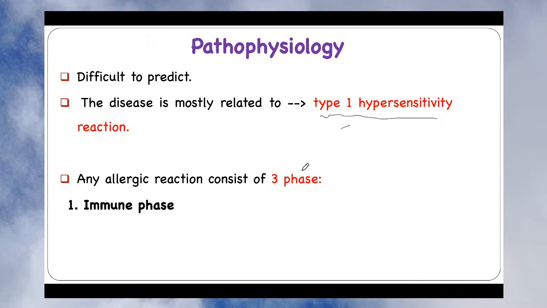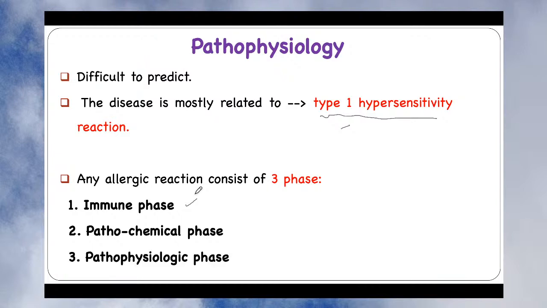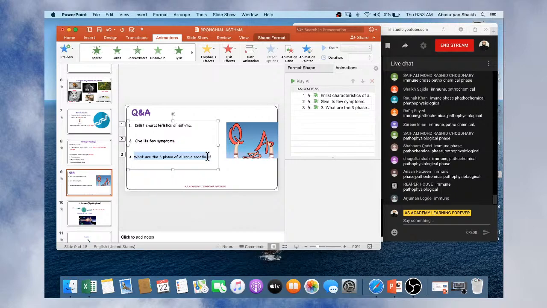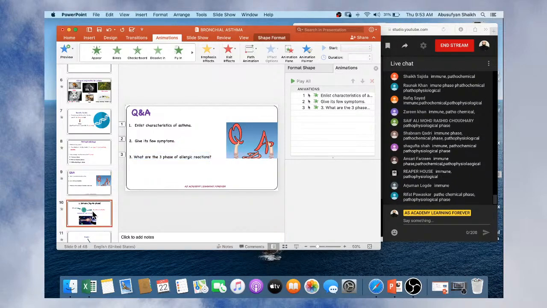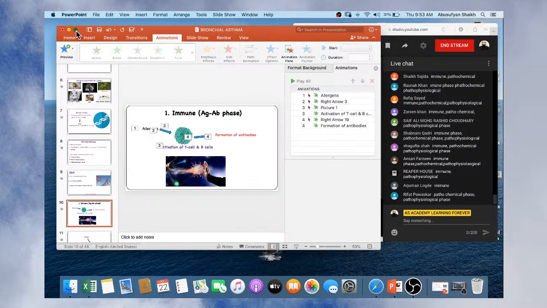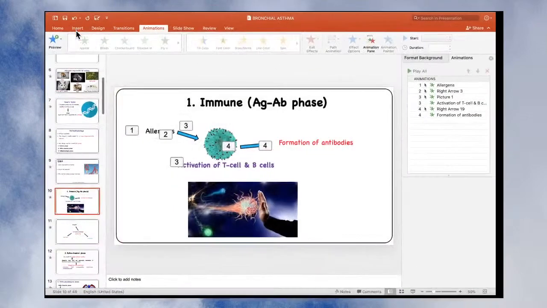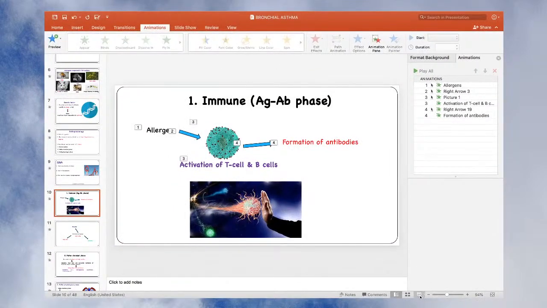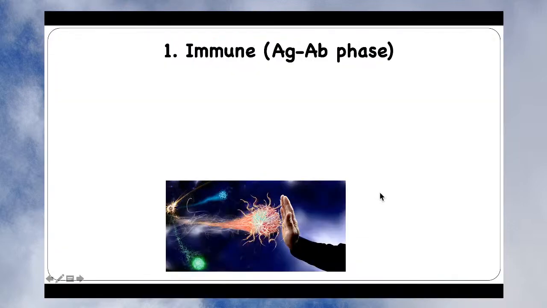The first phase is the immune phase, and we'll see this phase in detail. The second phase is the pathochemical phase, and the third phase is the pathophysiological phase. So there are three phases, and now we'll see those three phases one by one, because based on this we'll be giving the medicine so that we are able to control bronchial asthma. So that is very important. The first phase is the immune phase.